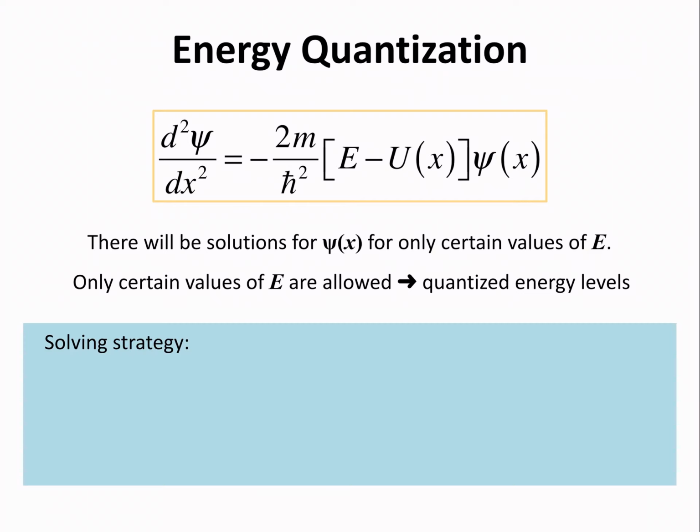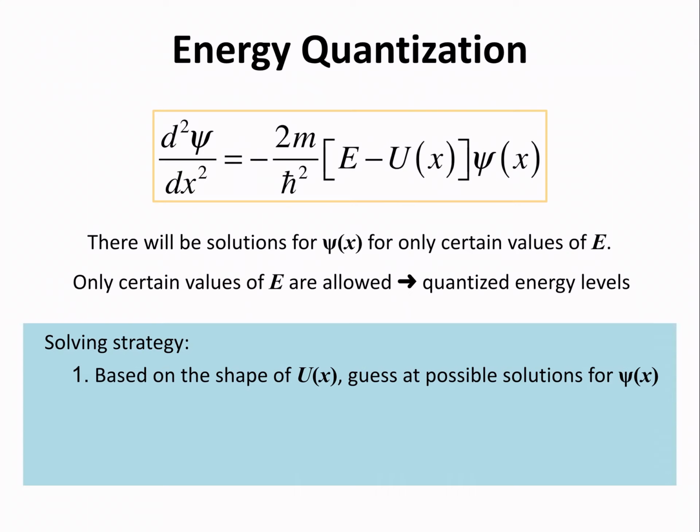So our solving strategy is going to be based on the shape of the potential energy. We're going to guess at solutions for the wave function. We will apply boundary conditions. If you've taken differential equations, this should sound pretty familiar, but if you haven't, we will walk through it. And then we're going to normalize, like we did in the previous chapter, we're going to normalize the wave function by integrating over infinity and setting that equal to 1.